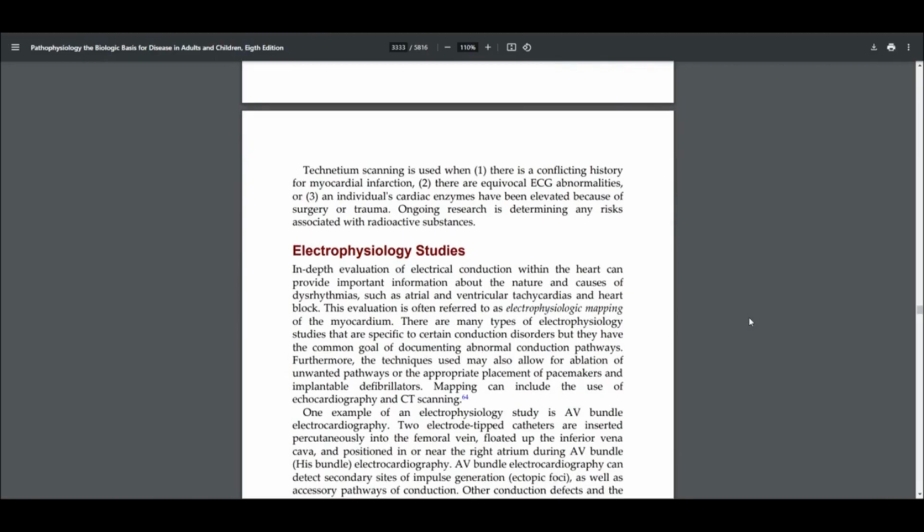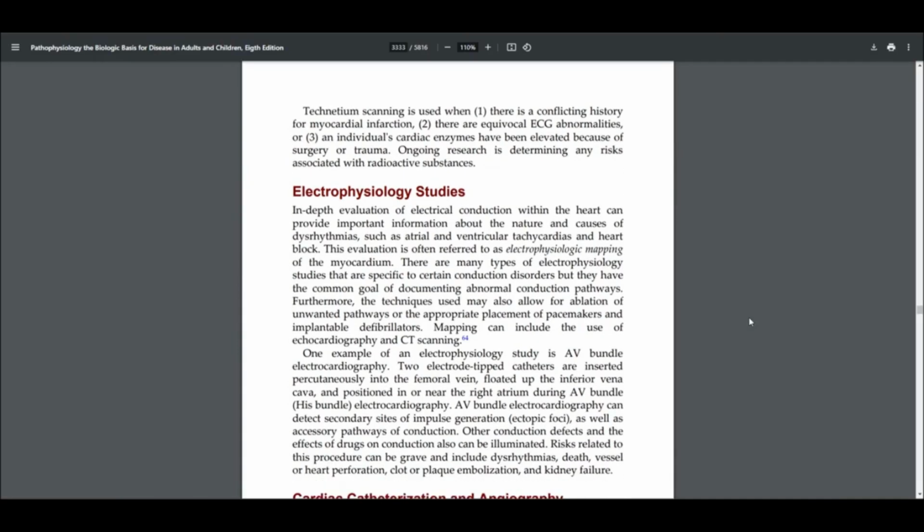So, technetium scanning is used when 1. There is a conflicting history of myocardial infarct, or 2. There are equivocal EKG abnormalities, or 3. An individual's cardiac enzymes have been elevated because of surgery or trauma. Ongoing research is determining any risk associated with radioactive substances.